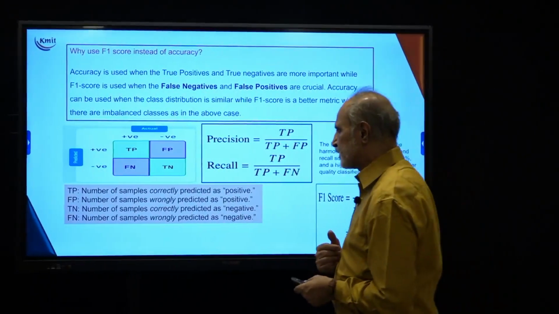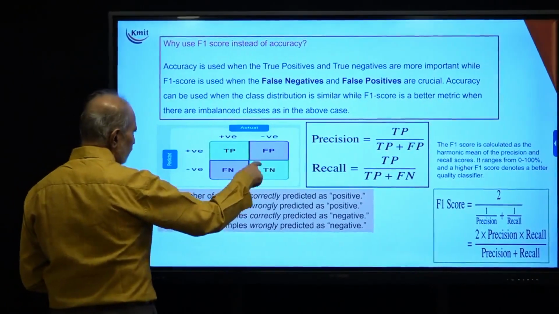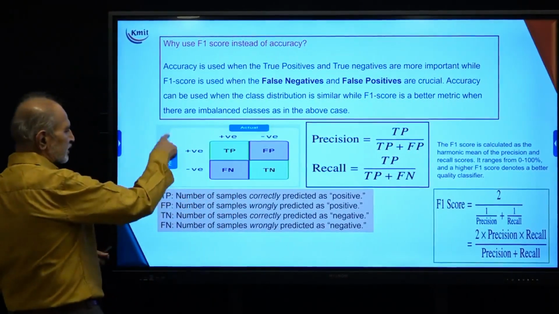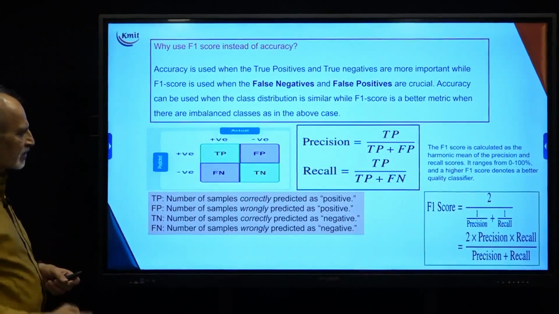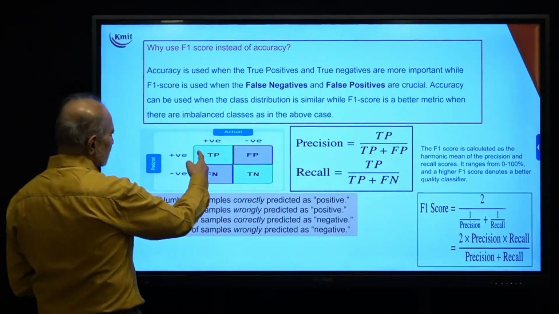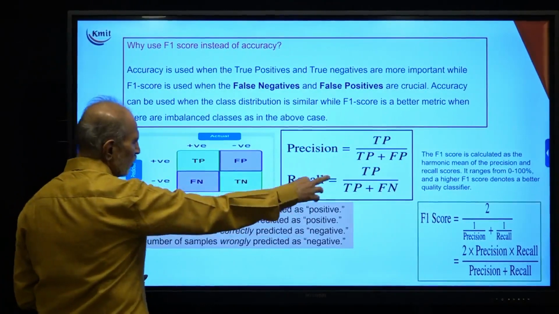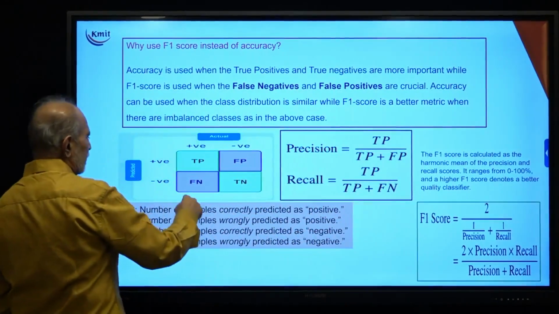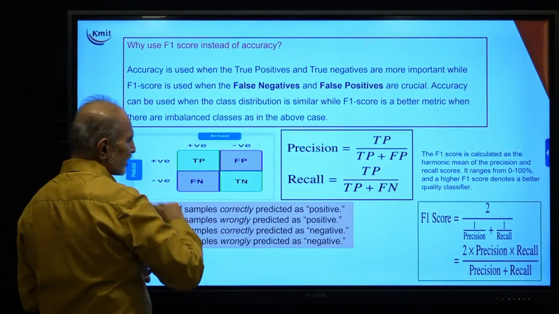So, you can see here in the formula I have true positive, true negative, false positive, false negative. This is the prediction and this is the actual. The definition of precision is: how many true positives there are divided by true positives plus false positives. Similarly, recall is true positive divided by true positive plus false negative.